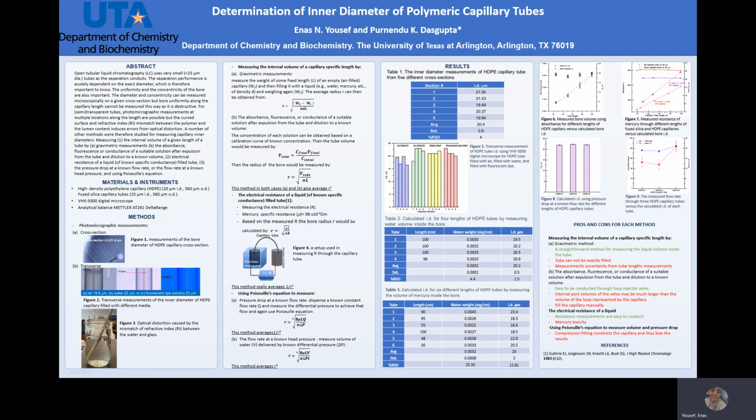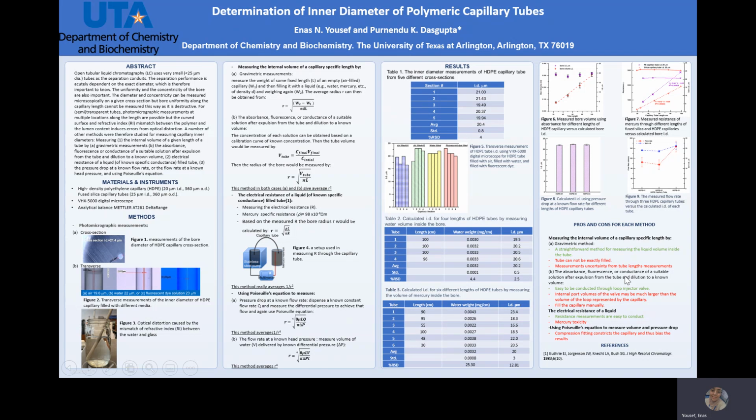Photomicrographic measurements along the capillary tubes can be done, but the curved surface of the capillary and the mismatch of the refractive index between the polymer and the lumen content induce error in the measurement from optical distortion. Thus, several methods were studied to measure the inner diameter. The first one is measuring the internal volume of a given length of capillary. The second is the electrical resistance of liquid filling the tube. The third one is using Poiseuille's equation by measuring the pressure drop and flow rate.